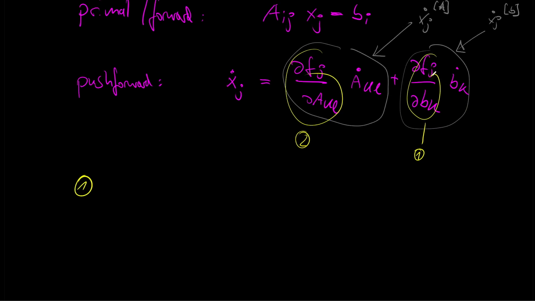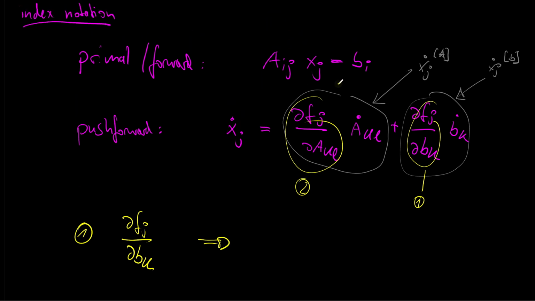The Jacobian of the linear system solver with respect to the right hand side, so dfj with respect to dbk. And here we're going to use implicit differentiation. This is a consequence of the implicit function theorem. By this we take our primal, our condition that has to be fulfilled, implicitly and derive it with respect to bk.